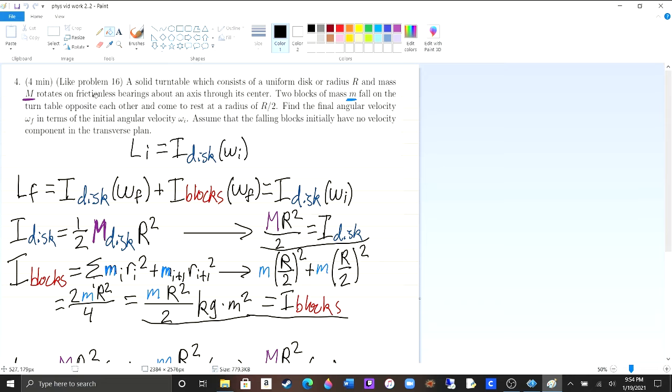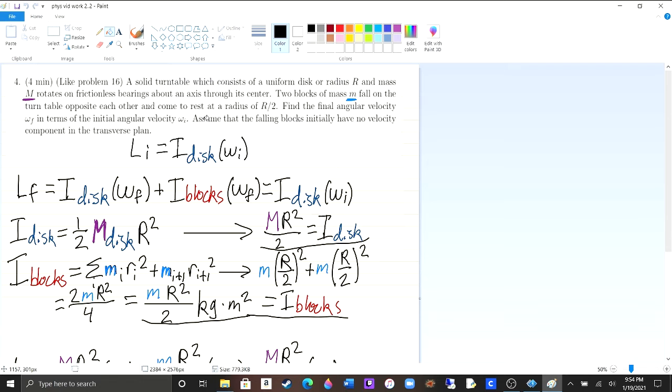So problem 4 says that there's a solid turntable which consists of a uniform disk of radius r and mass M, and rotates on frictionless bearings about an axis through its center, and two blocks of mass lowercase m fall on the turntable opposite each other and come to rest at a radius of r/2. So find the final angular velocity, ωf, in terms of the initial velocity, ωi, and assume that the falling blocks initially have no velocity component in the transverse plane.